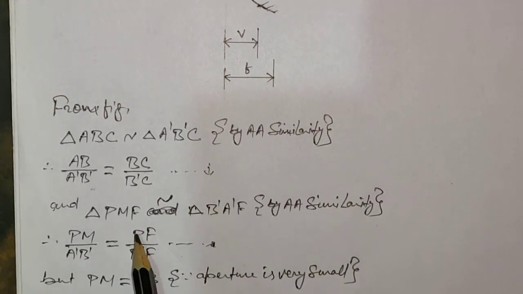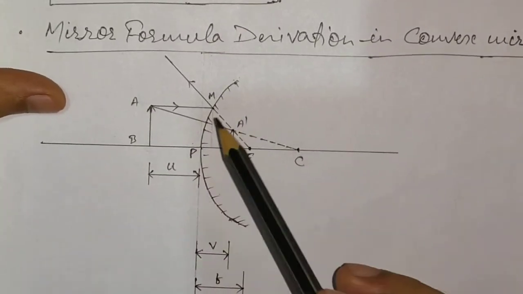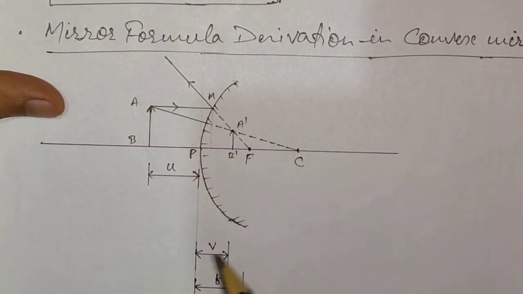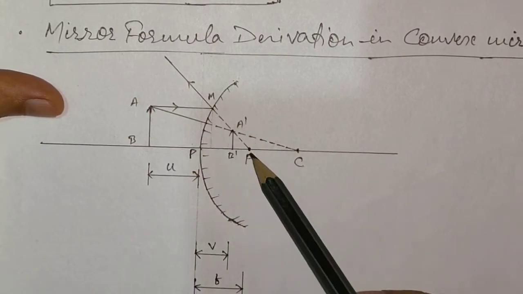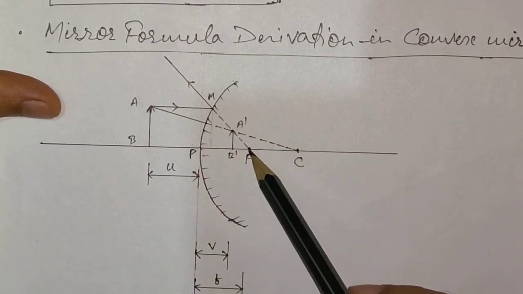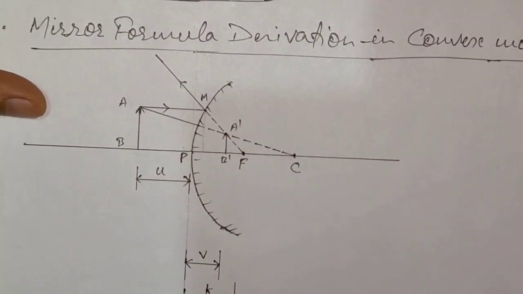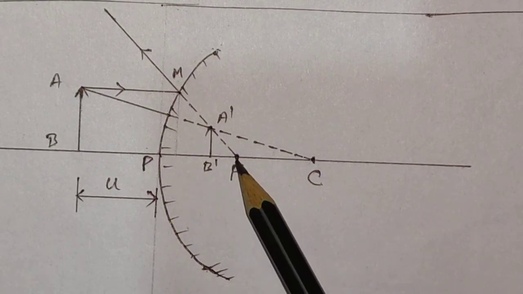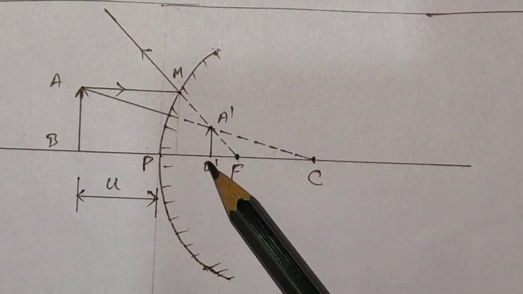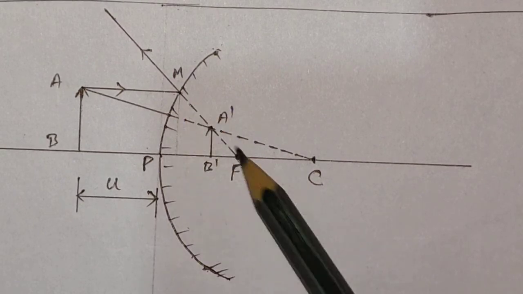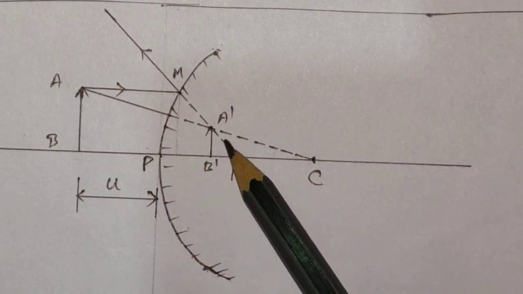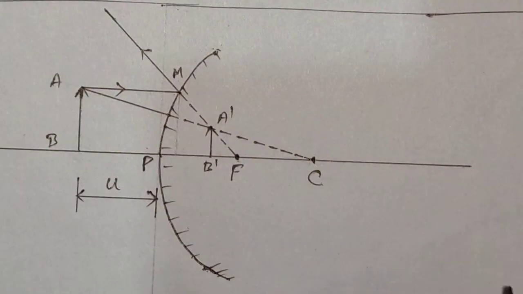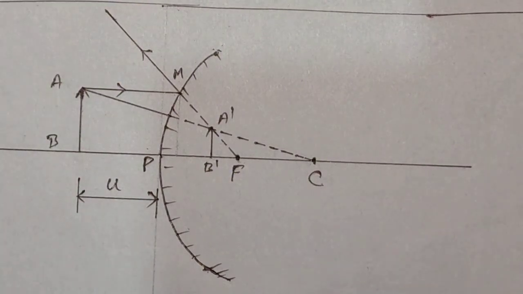Similarly, I have taken two more triangles. Please focus on the picture. See, the two more triangles are PMF, this triangle PMF. I'm just zooming it so that you can understand PMF. And another triangle we are going to take is B'A'F. Again, these two triangles are also similar to each other. This is common, and this is equal to each other. By angle similarity, we again make them similar. I hope you understand this.